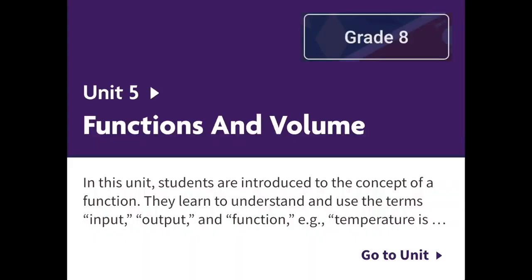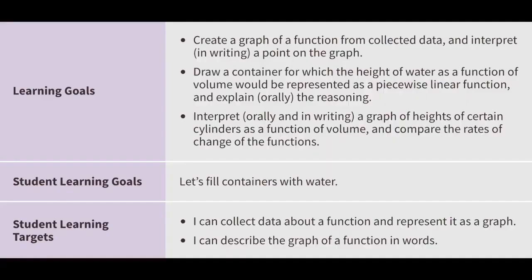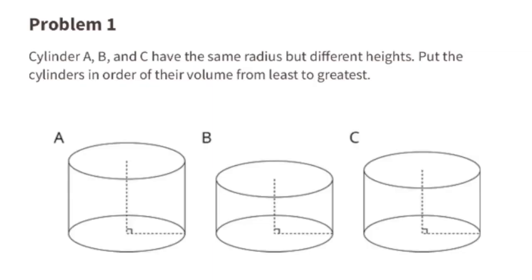8th grade, Unit 5, Lesson 11, Filling Containers. Problem number 1. Cylinders A, B, and C have the same radius but different heights. Put the cylinders in order of their volume from least to greatest.